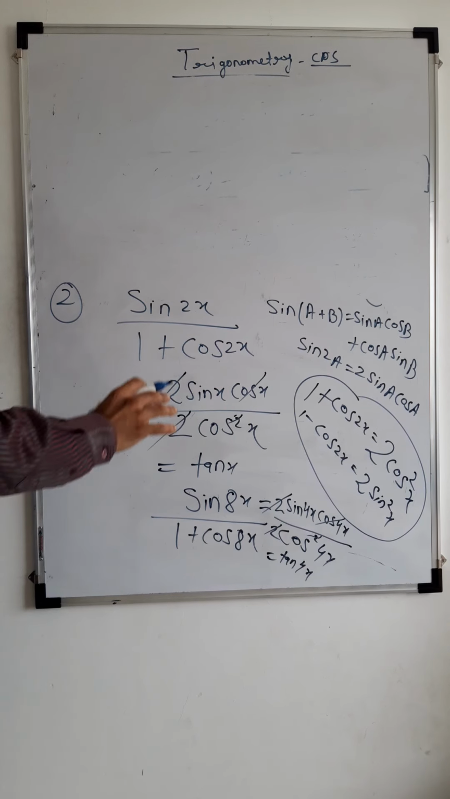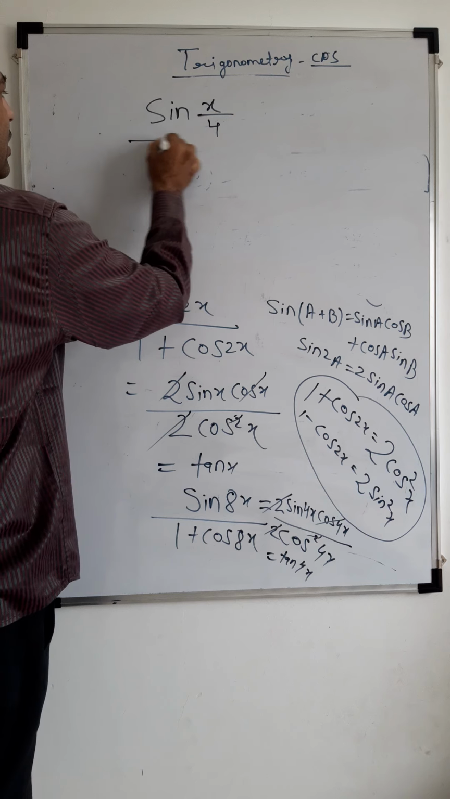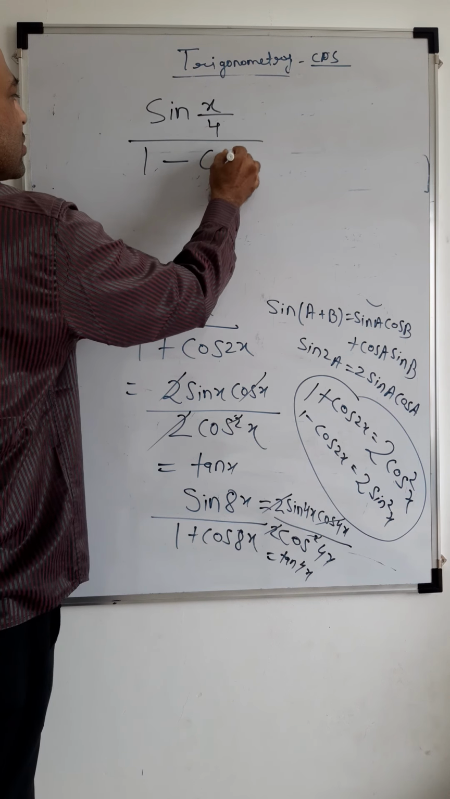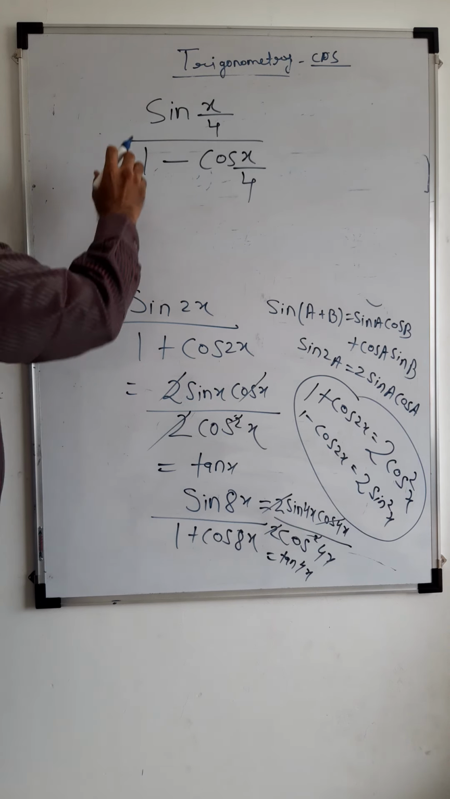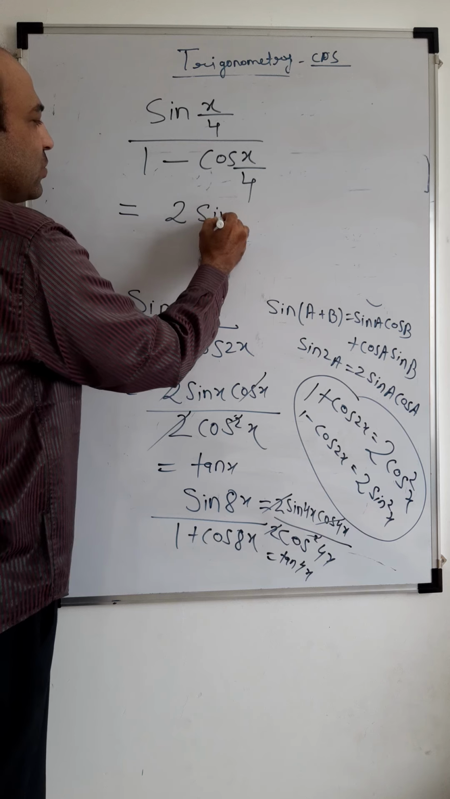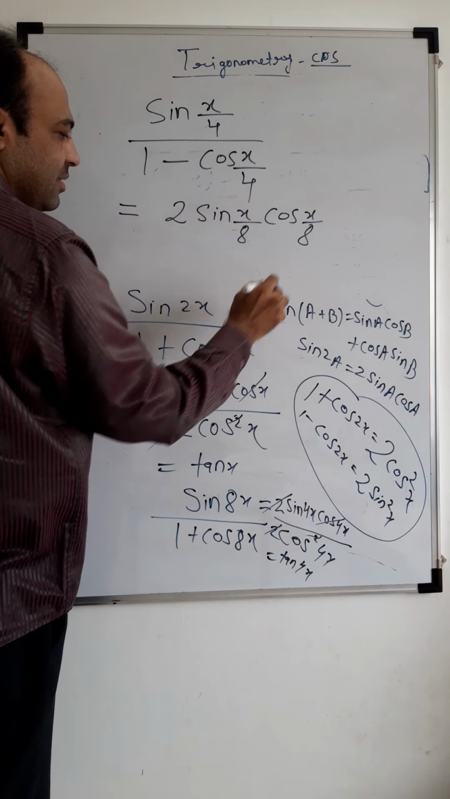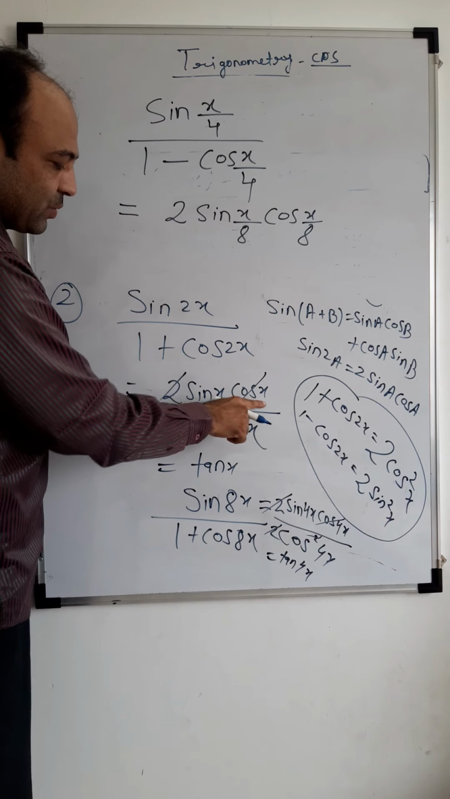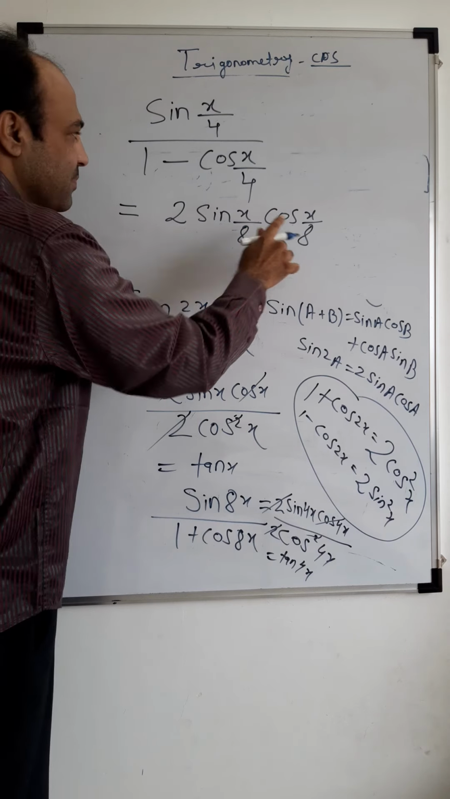Suppose, dear, in the same scenario, it is given sin x/4 upon 1 minus cos x/4, correct? So what is going to be the expression? Sin x/4 we can write as 2 sin x/8 cos x/8. Always we do half, 2x का x हो जाता है. So x/4 का half there, x/8 and x/8.